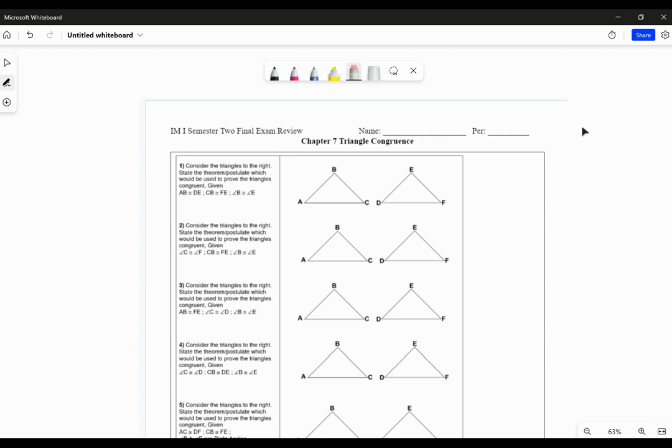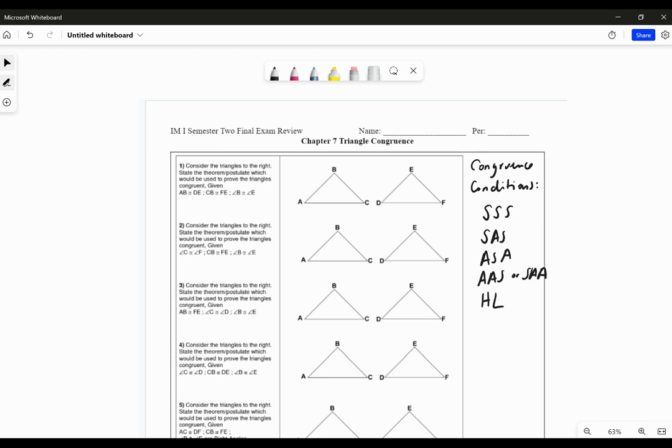Triangle congruence. So on the side here, what I'd like you guys to do is write down those triangle congruence conditions. And some of you may remember some of these. We had side, side, side; side, angle, side; angle, side, angle; angle, angle, side, or side, angle, angle, it's the same thing; and hypotenuse leg. So those are congruence conditions.